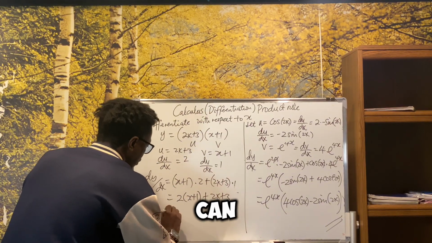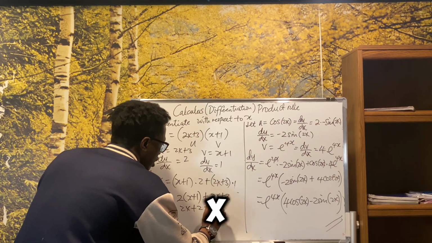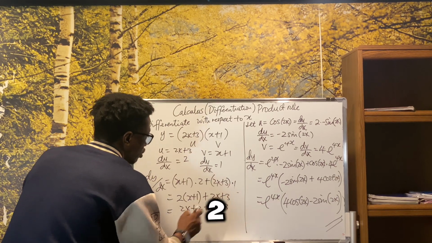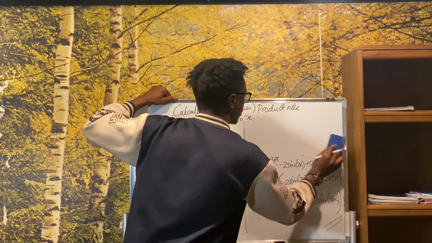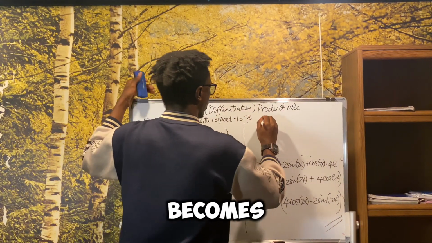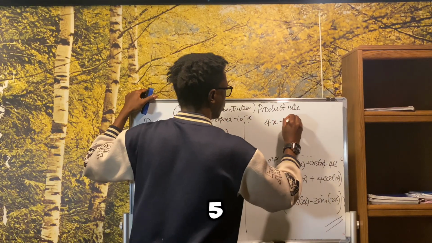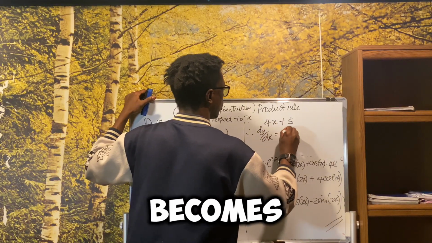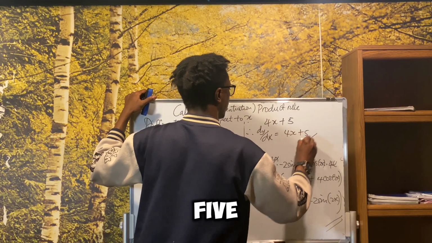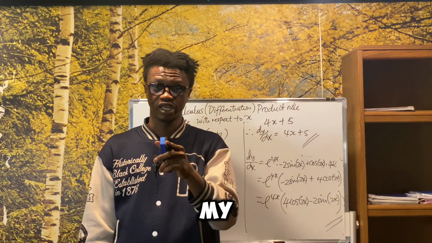Now, this you can simplify. This becomes 2x plus 2 plus 2x plus 3. Okay? 2x plus 2x becomes 4x, plus 2 plus 3 becomes 5. So your answer, your dy over dx becomes 4x plus 5. Easy. See you in my next video.